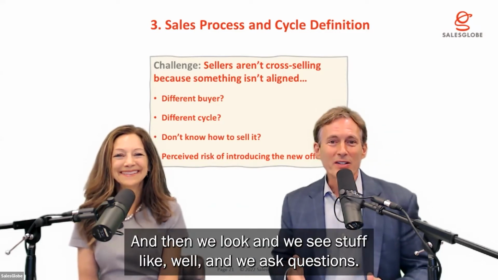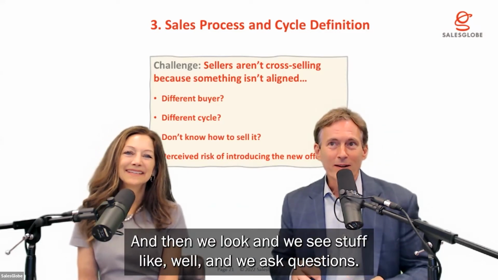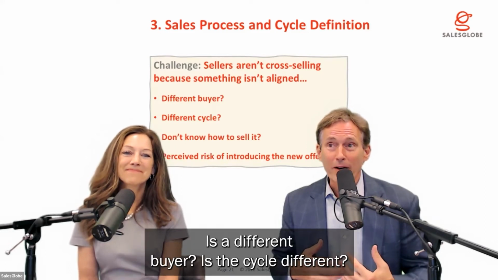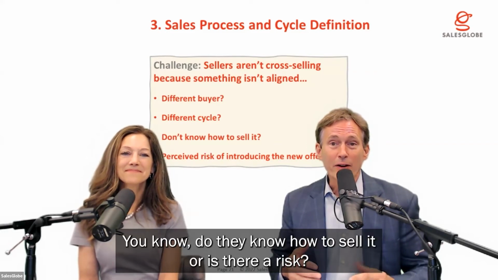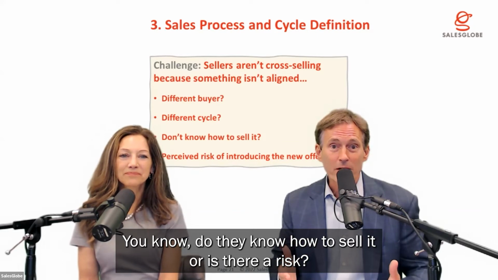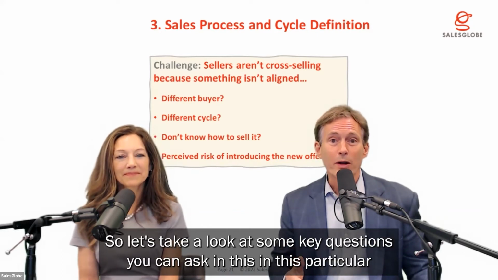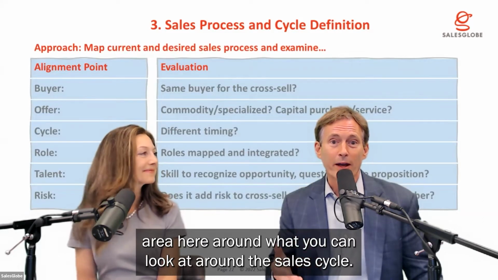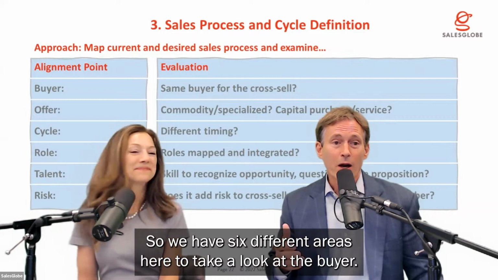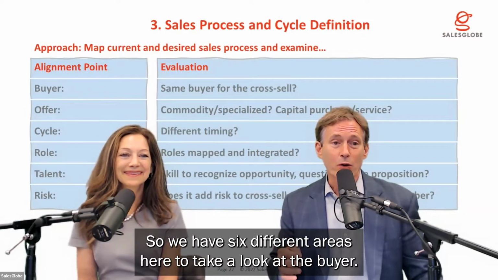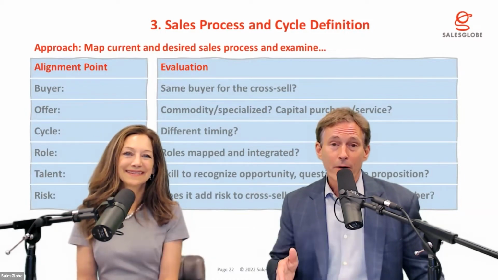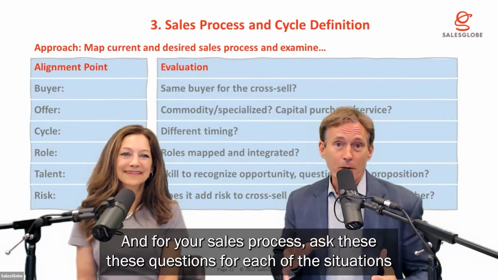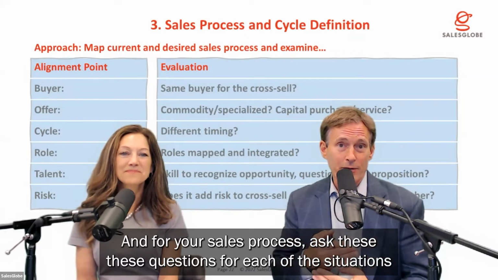And then we look and we see stuff like, well, we ask questions: is it a different buyer? Is the cycle different? Do they know how to sell it? Or is there risk? So let's take a look at some key questions you can ask in this area around the sales cycle. We have six different areas to take a look at. The buyer, and for your sales process, ask these questions for each of the situations.